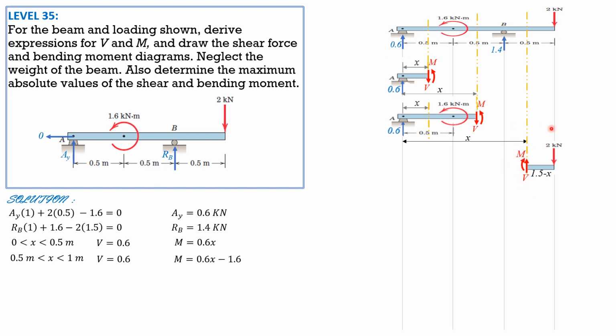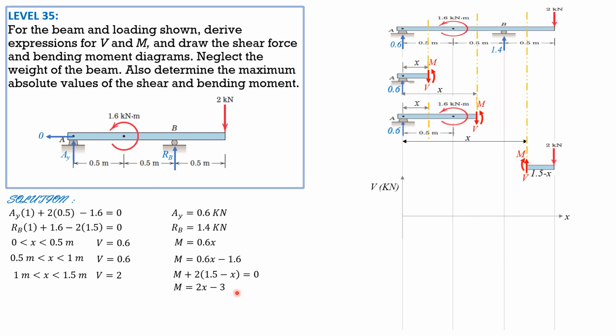So shear is upward, moment is clockwise. So shear minus 2 equals 0. So therefore the shear equation for the last segment 1 to 1.5 is 2. The moment equation, moment plus 2 times 1.5 minus x equals 0. So moment is negative 2 times quantity 1.5 minus x. So moment is 2x minus 3. So that's the equation for the last segment.